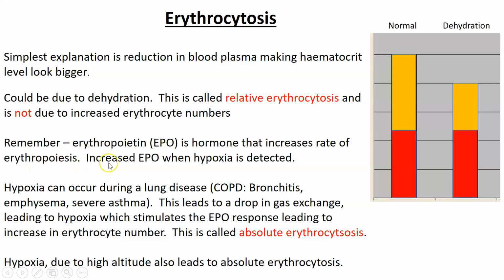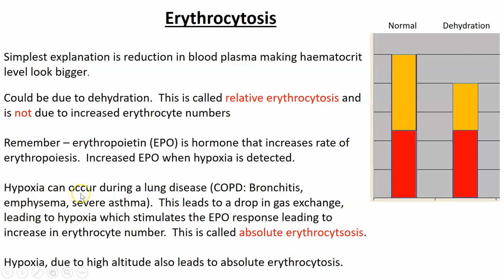So just to remind you, before I move on to the next step, erythropoietin is the hormone that increases the rate of erythropoiesis. And erythropoietin is expressed when hypoxia is detected. So you get increased levels of EPO, erythropoietin, when hypoxia is detected.